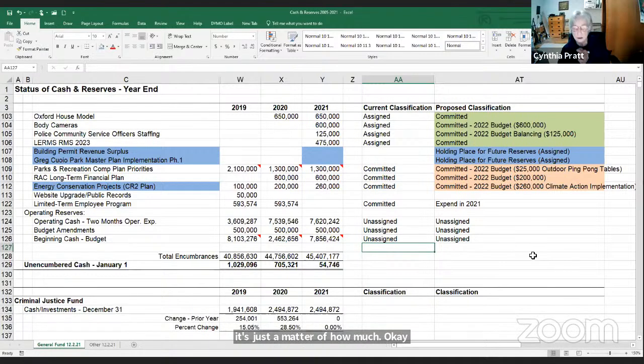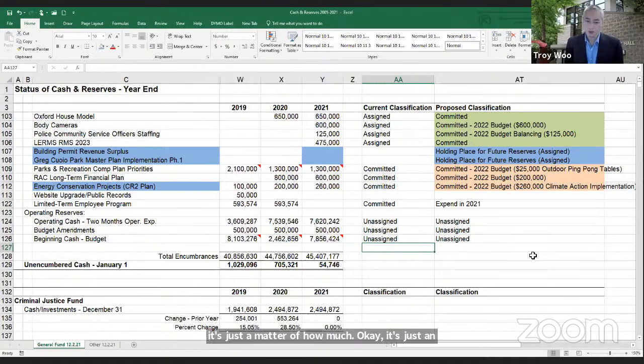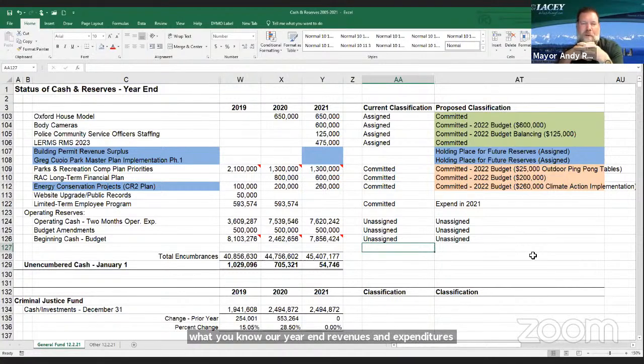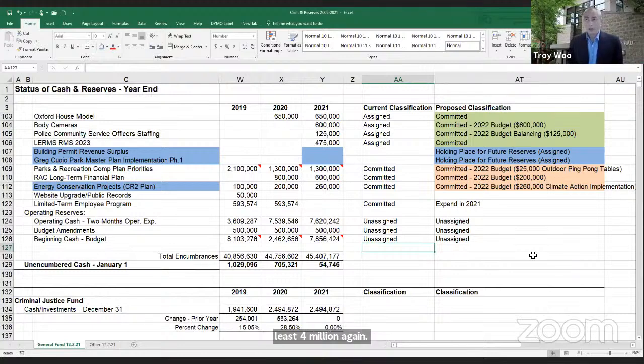Okay. It's just an unknown number now, because we don't actually know what our year-end revenues and expenditures are at this point. But don't you have a pretty good idea? I mean, there's 4 million going into 2020. Our revenues have been way over our projections, so it's got to be at least 4 million again. Yeah, we're currently sitting in terms of cash flow at about 1.8 million surplus.